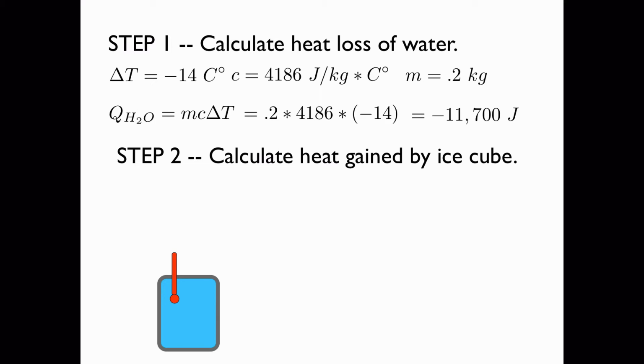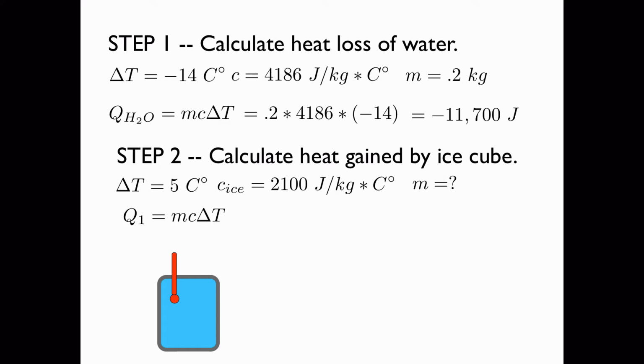Next, we calculate the heat gained by the ice cube. The ice cube increases from -5 to 0 degrees, and we have the specific heat of ice, which is different and less than the specific heat of water. And we don't know the mass. So the best we can do is get an expression for the heat gained by the ice cube in terms of the mass. We use this equation, and we get this expression as a result.